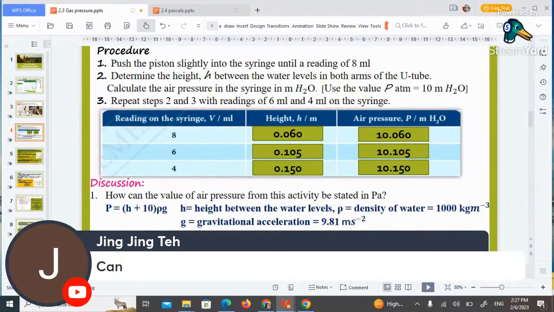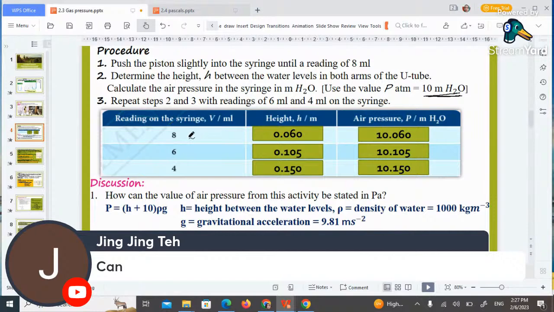Okay, next, the procedure of the experiment just now. This is one sample of data collected. Push the piston slightly into the syringe until the reading is 8 milliliter. Determine height H between the water level in both arms. Calculate air pressure in meter of water. Use atmospheric pressure 10 meter of water. We have discussed this, atmospheric pressure in the unit meter of water. Repeat steps 2 and 3 with readings of 6 milliliter and 4 milliliter of the syringe.